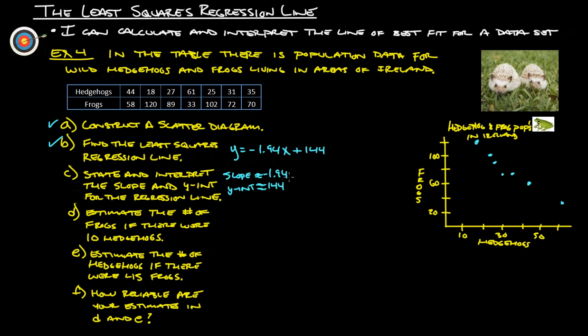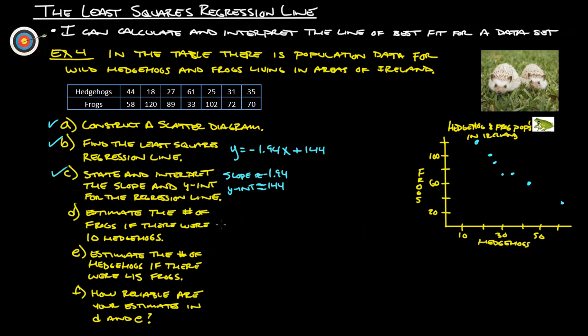Now interpret. The slope, this negative 1.94, means, I always remember that slope is rise over run. So rise is the frog. That means you're going to lose about 2 frogs for every hedgehog that you have. And the same idea: if you lose a hedgehog, you will gain 2 frogs, because it's going down here. Okay, y-intercept is 144. So if we're at 0 hedgehogs, we should be at about 144 frogs is what that means.